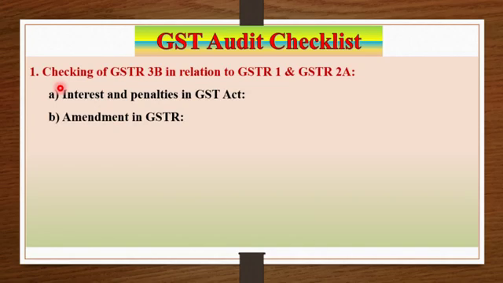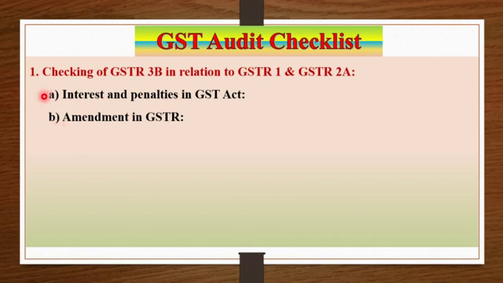Here is the mandatory GST audit checklist that requires strict compliance. So the first point is checking of GSTR 3B in relation to GSTR 1 and GSTR 2A. Two important points get covered under this heading. First is interest and penalties in the GST Act.